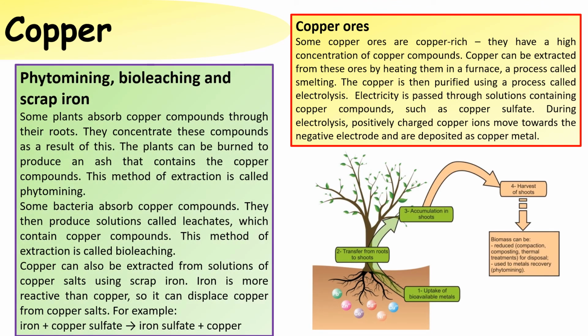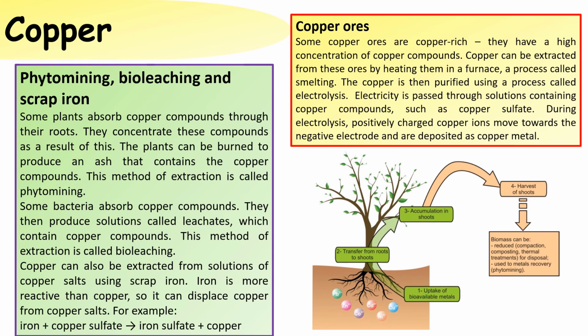Another way of getting copper ions is by phytomining and bioleaching. Some plants absorb copper compounds through their roots. They concentrate these compounds as a result of this. The plant can then be burned to produce an ash that contains copper compounds. This method of extraction is called phytomining.